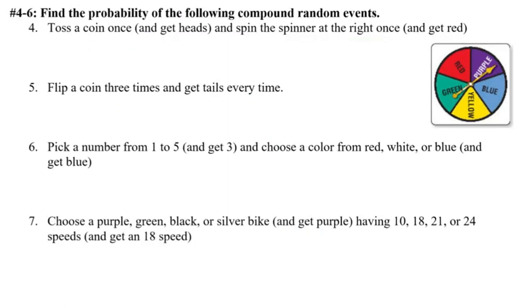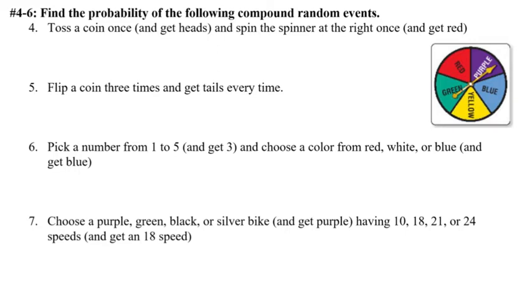All right, for 4 through 6, I guess we'll use the compound random events. And I'm going to use the spinner that we used on that last problem. I know it didn't print on your paper, but that's okay. We're still going to use the same one. So number 4, toss a coin and get heads, and spin the spinner at the right and get red.